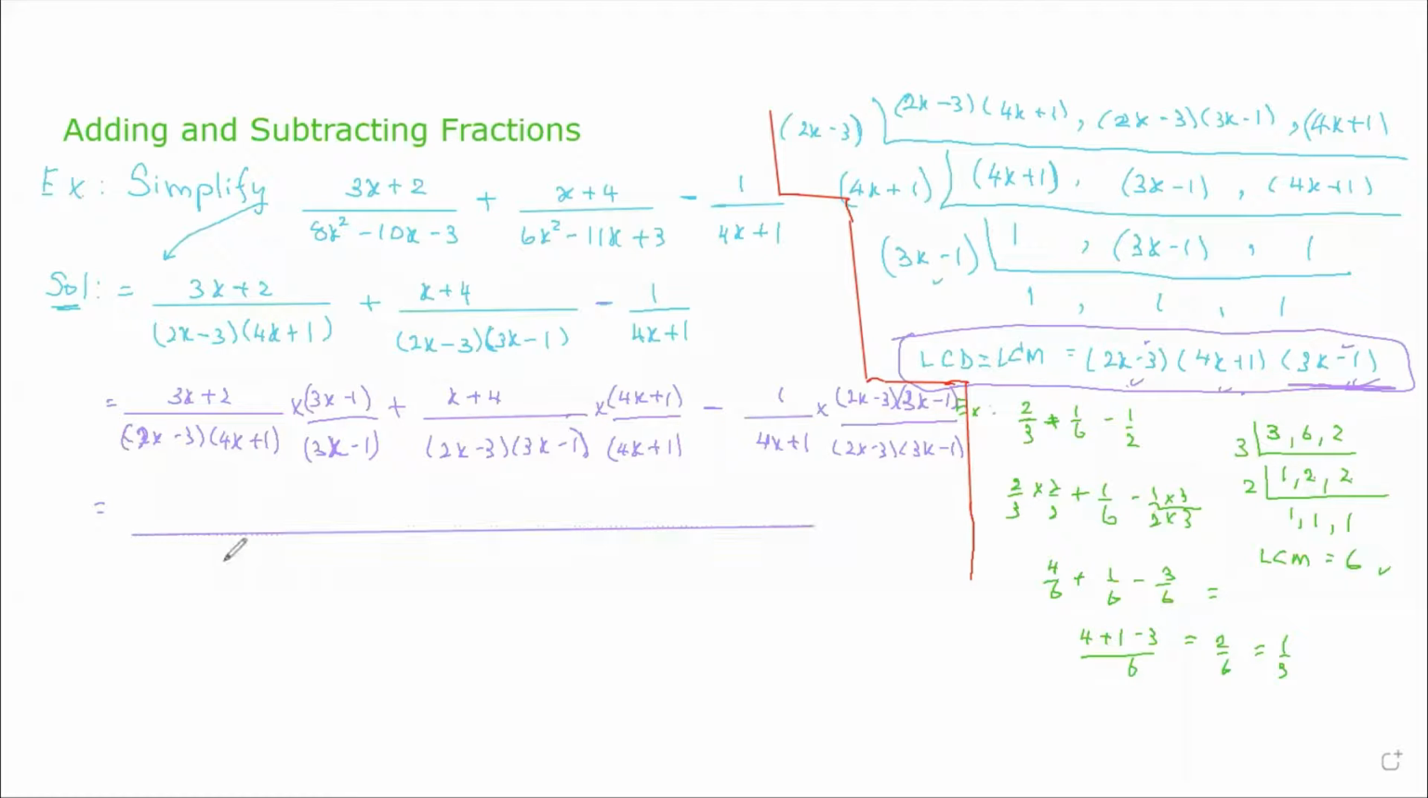Okay. So the bottom becomes the LCM, right? 2x minus 3, 4x plus 1, and 3x minus 1. And then the top here becomes this times this. But be careful, when you write this one you must have brackets. 3x plus 2, bracket, don't forget, times this one, 3x minus 1. Plus, again, same thing, must write in bracket, x plus 4 times this bracket, 4x plus 1. Okay, and then this one, the top one times these two brackets, so no meaning, so you write minus. So become 2x minus 3 times 3x minus 1.